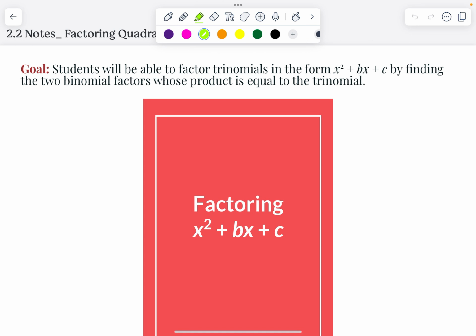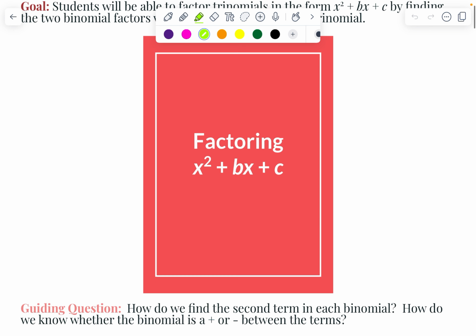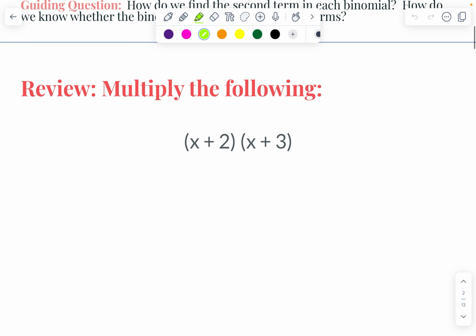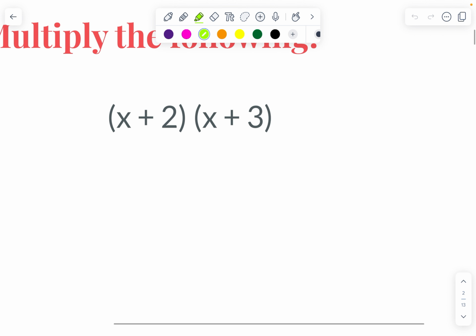Hi friends, today we're going to talk about factoring trinomials, so three terms, in the form x squared plus bx plus c by finding the two factors whose product is equal to the trinomial. So recall how we did this one. You either did it with the area model or by the distributive property.